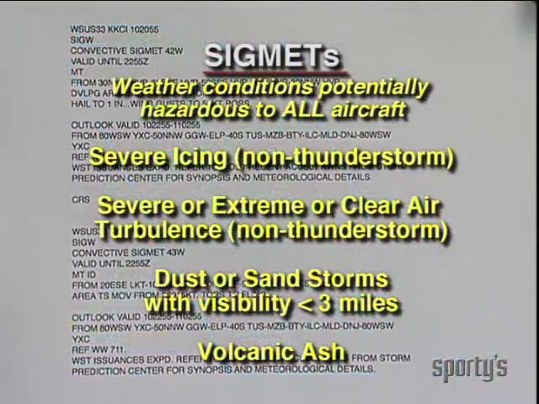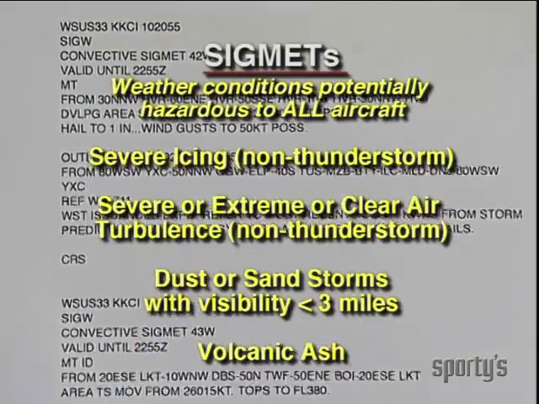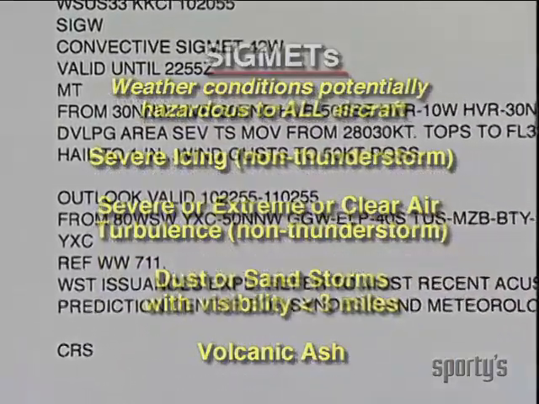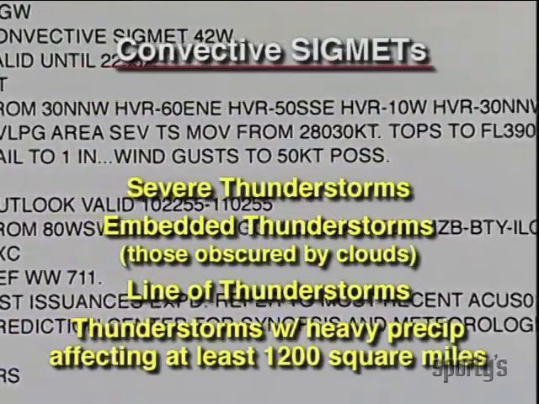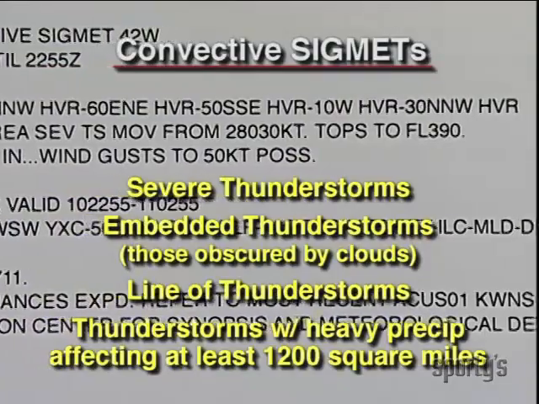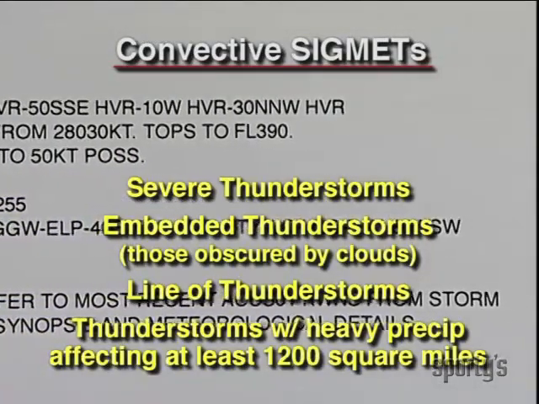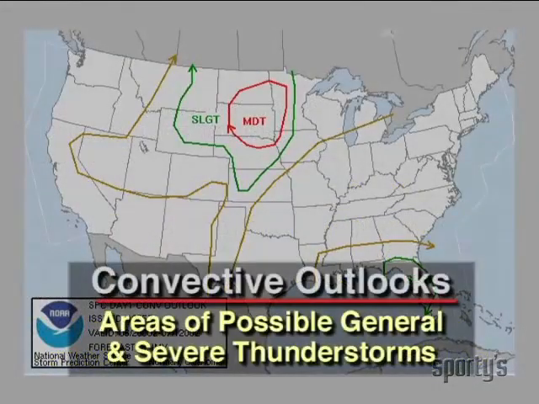SIGMETs, especially convective SIGMETs, are both statements telling of a significant weather condition and outlooks on how that condition is expected to develop. Never fly away without checking for SIGMETs. While they are billed as in-flight weather advisories, they are quite useful right before takeoff in defining areas where trespassing will not be forgiven. The convective outlooks are national thunderstorm forecasts issued by the Storm Prediction Center in Norman, Oklahoma.